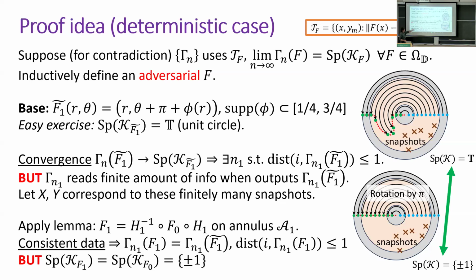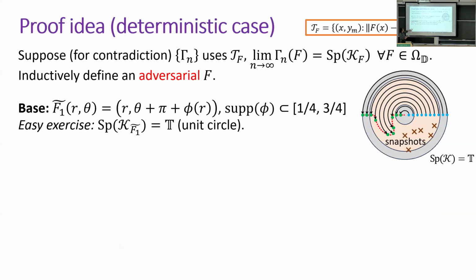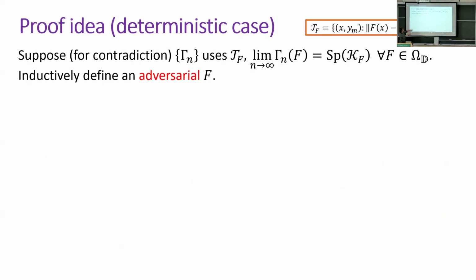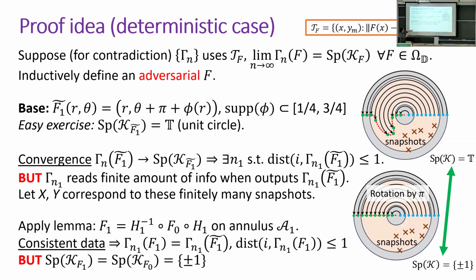The key point is we've got this relationship here, which means that f1 and f1 tilde agree on this snapshot data. Consistent data, since it's a deterministic algorithm.